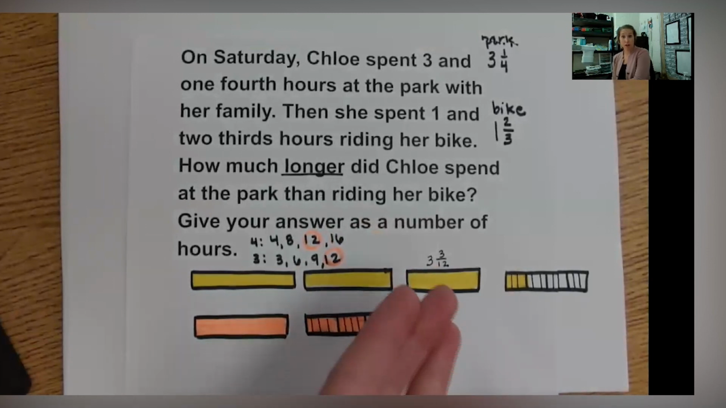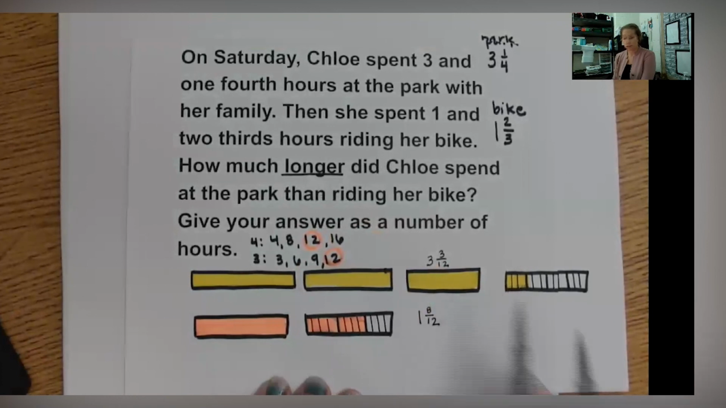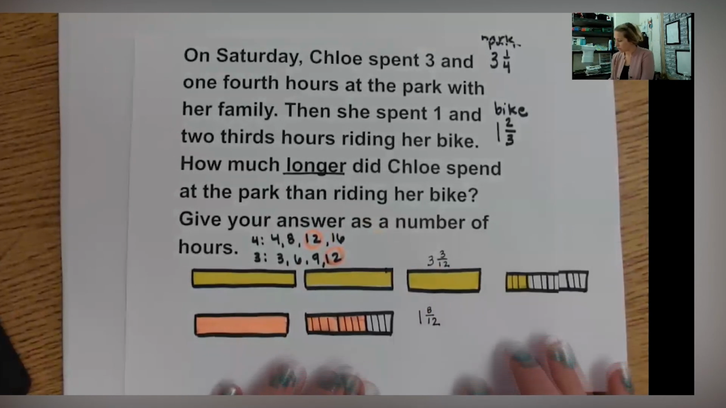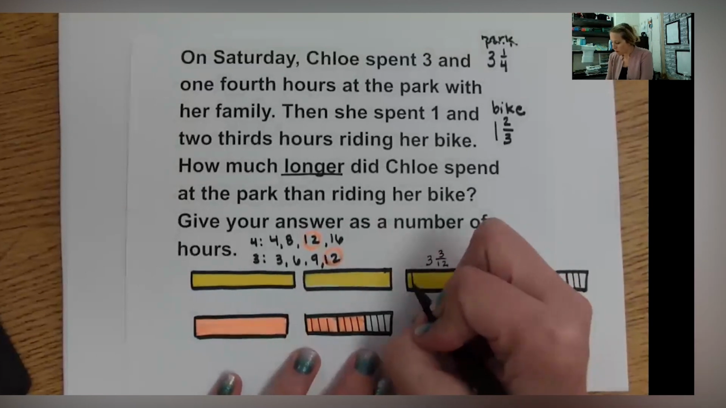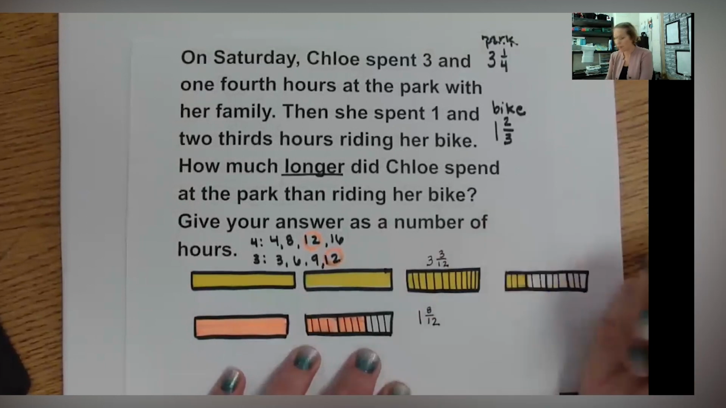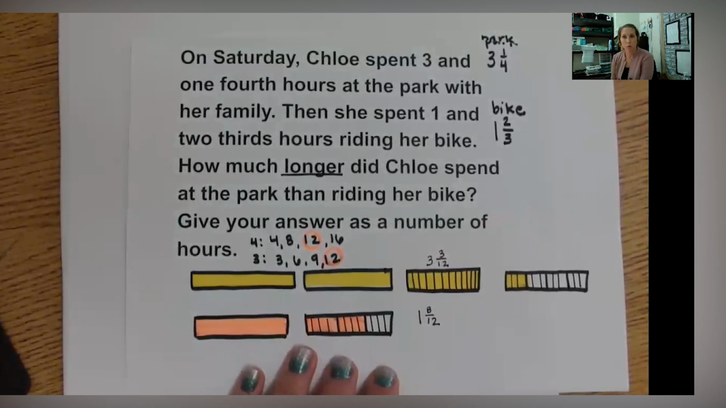We need to break apart another one of our mixed numbers. So instead of just breaking this one apart, I'm also going to break this one into how many pieces? That's right, into 12 equal pieces. So let's do that. 1, 2, 3, 4, 5, 6, 7, 8, 9, 10, 11, 12. Fabulous work. So now that we broke them into the right number of pieces, can I solve? I can. What would the equation be for what we want to do?